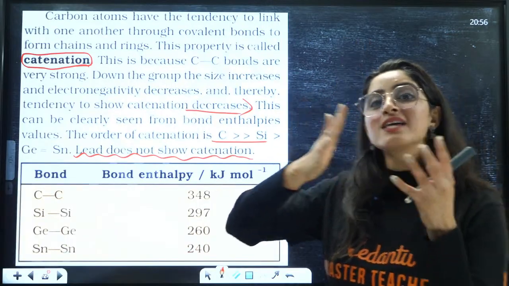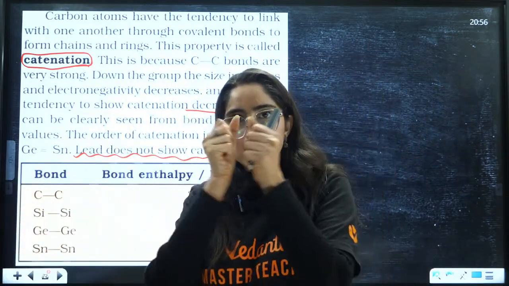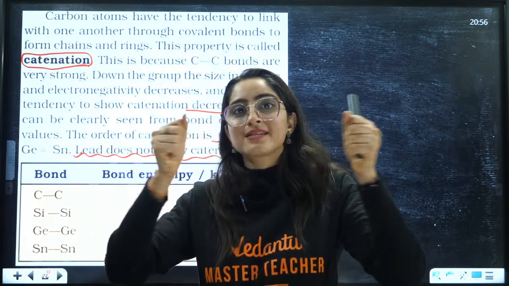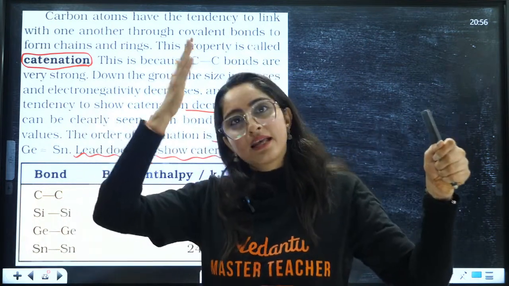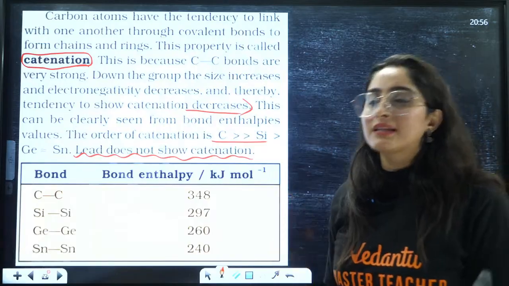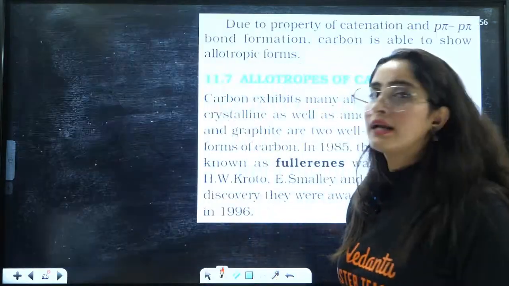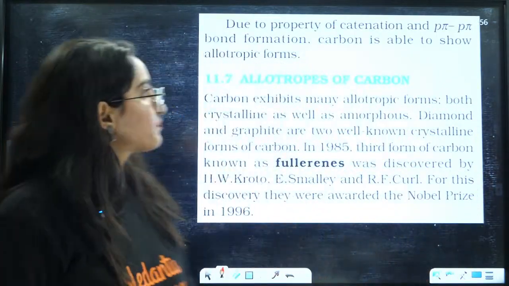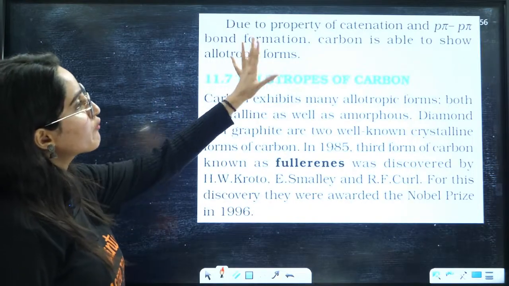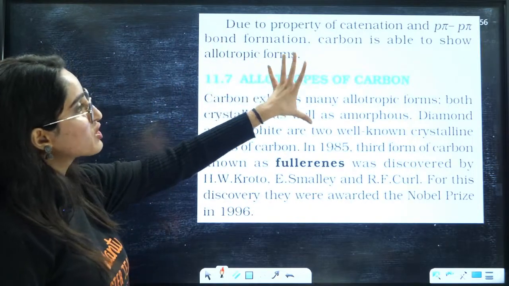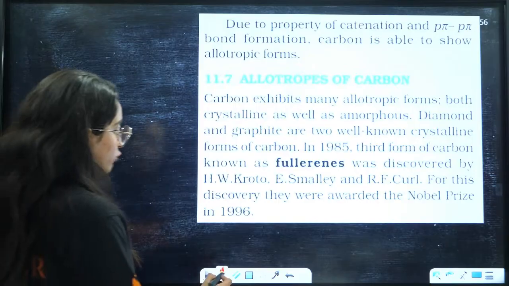Why? Because size is increasing, right? If size is smaller, the bond will be stronger. If size is increased, the bond length will increase, and hence the bond dissociation enthalpy will decrease, right? Okay. Due to the property of catenation and p-pi bond formation, carbon is able to show allotropic forms.